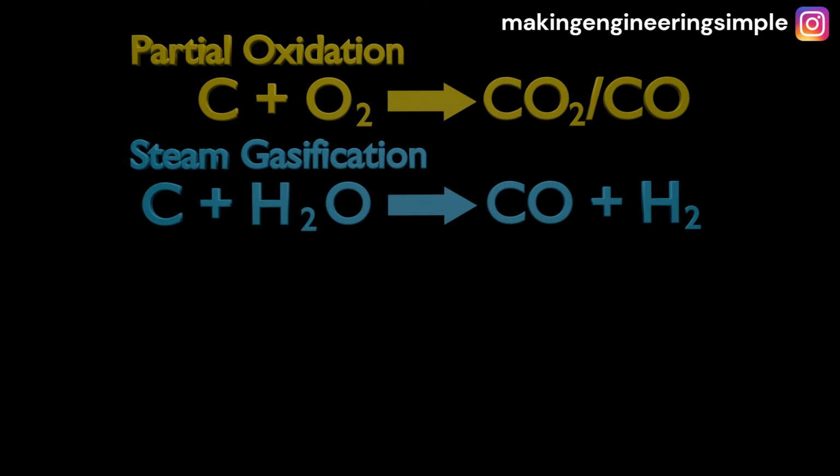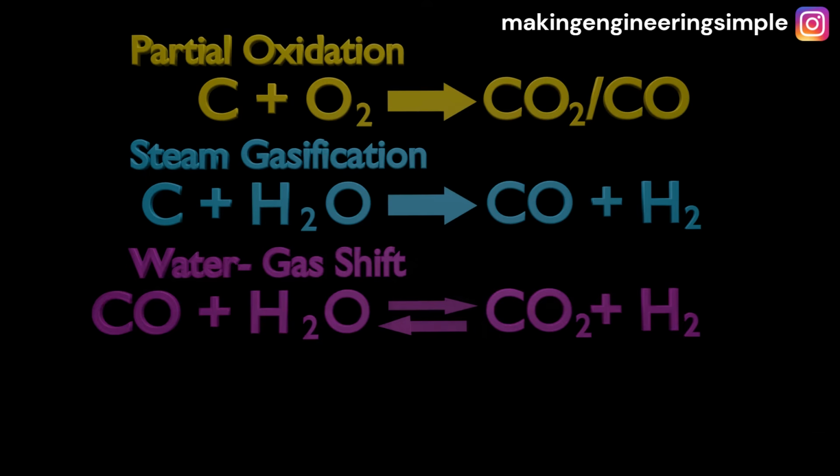Next is steam gasification. In this reaction, hot steam reacts directly with solid carbon. This produces carbon monoxide and hydrogen, which together make up syngas. Unlike partial oxidation, this reaction is endothermic, so it needs heat, and that heat comes from the partial oxidation reaction we just discussed.